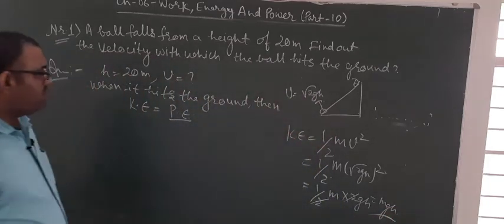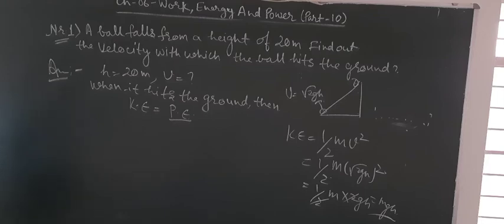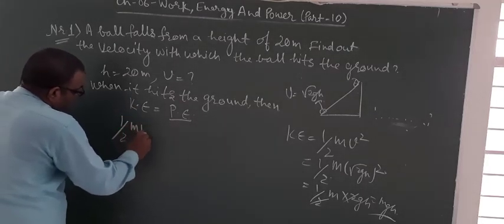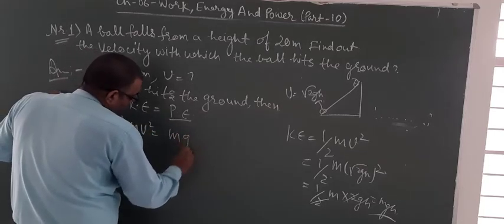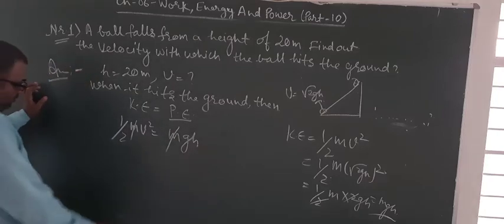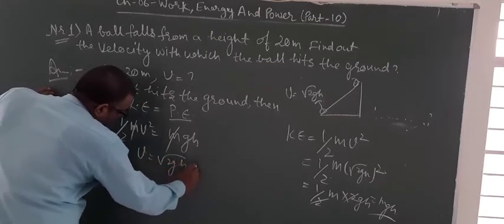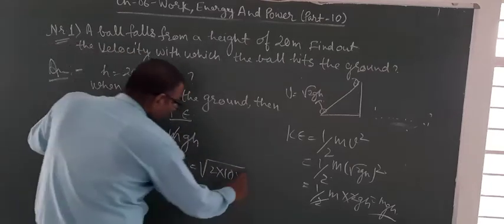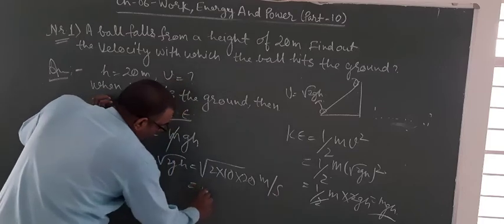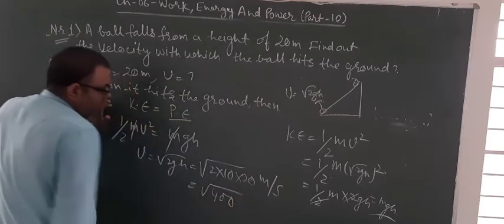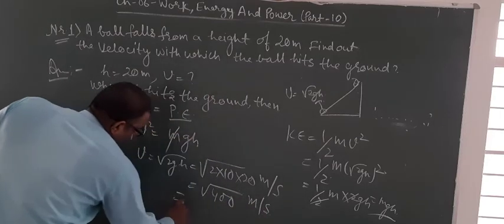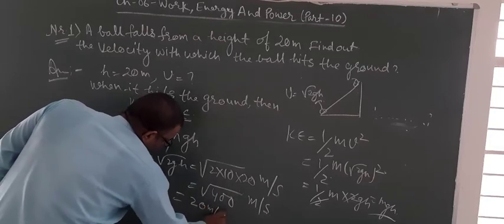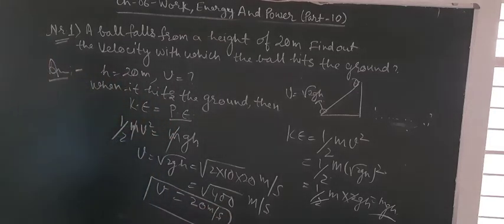So kinetic energy is equal to potential energy, and from here half mv square is equal to mgh, m to m cancel out, and v is equal to under root 2gh. It is equal to under root 2 into 10 into 20 meter per second, which is equal to under root 400 meter per second, and it is equal to 20 meter per second. So its velocity when it hits the ground is 20 meter per second.